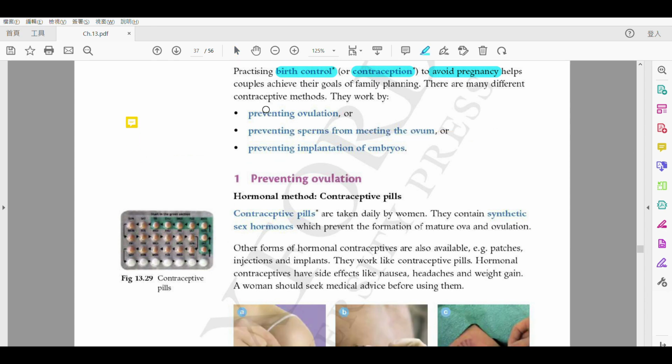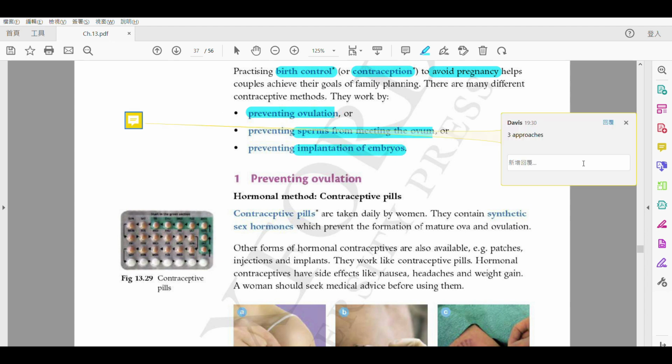This one, the first one, we call it ovulation. Prevent ovulation. That means the ovary cannot release the ovum. Alright? The next one, prevent sperm meeting the ovum. 簡單嚟講, prevent fertilization. The last one, prevent implantation of embryos. Okay? So 3 approaches. The first one, prevent ovulation. The next one, prevent fertilization. The last one, prevent implantation.